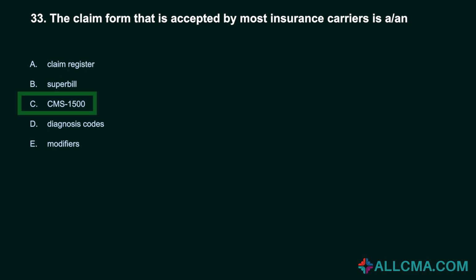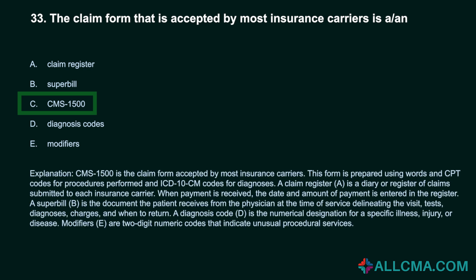CMS 1500. CMS 1500 is the claim form accepted by most insurance carriers. This form is prepared using words and CPT codes for procedures performed and ICD-10 CM codes for diagnoses. A claim register, A, is a diary or register of claims submitted to each insurance carrier. When payment is received, the date and amount of payment is entered in the register.